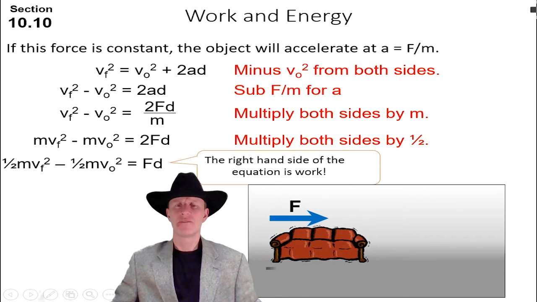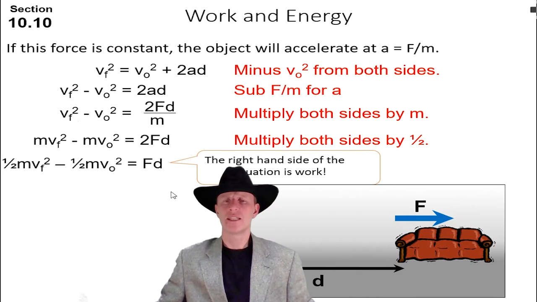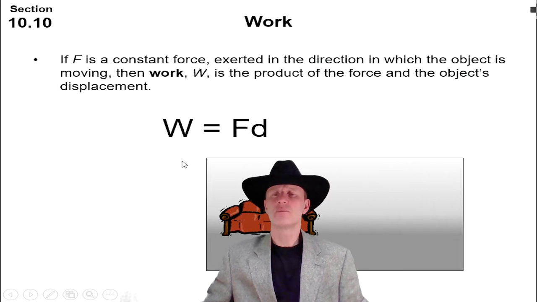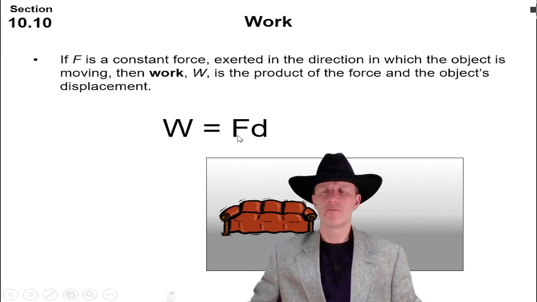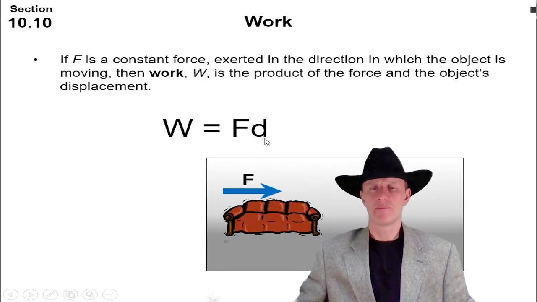Work is defined to be force times displacement. And if the force and displacement are in the same direction, then all we have to do to calculate work is multiply the force and the displacement.